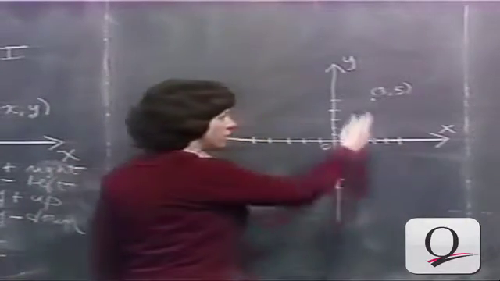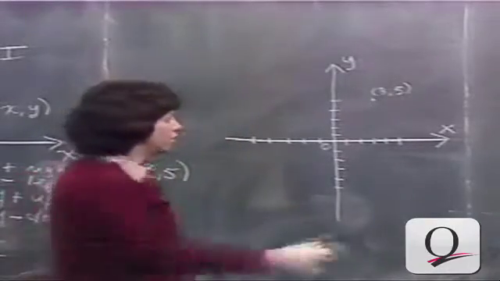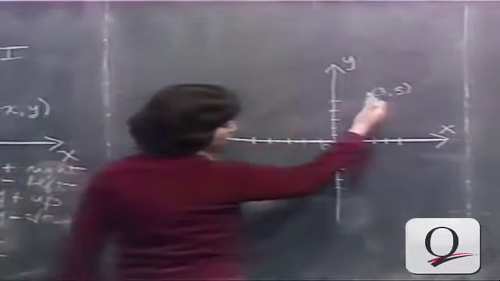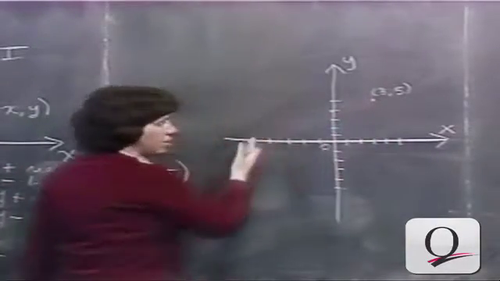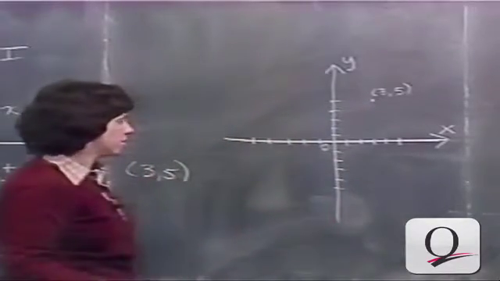We have graphed, or plotted, the point 3, 5. Of course, he could have first moved up 5 units and then to the right 3 units. It doesn't matter which direction he takes first. The important thing: when x is positive, you move to the right. When x is negative, you move to the left. When y is positive, you move up. When y is negative, you move down.